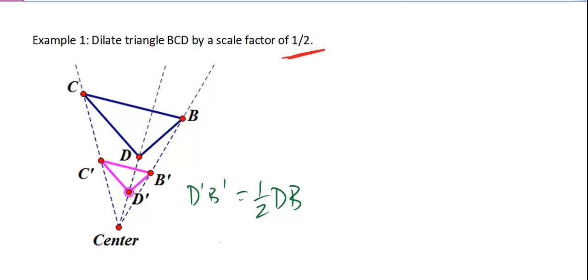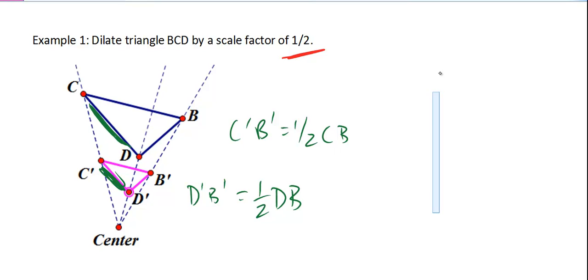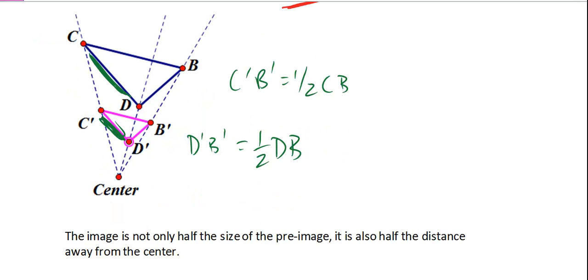It's the same with all of these sides. The side connecting D prime to C prime is exactly half of DC, and C prime to B prime is exactly half of CB. So what you see here is a situation where not only is the size of the image half compared to the pre-image, but also its distance is half. Let's look at another couple of examples to make the point.